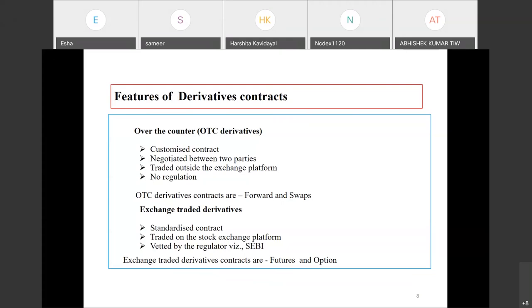who interposes between the buyer and seller. So it becomes buyer for the seller and seller for the buyer. So default is minimized on exchange traded derivatives. I will come to this in detail in my next slide. Exchange traded derivatives are more regulated and more secured than OTC derivative contracts, because here they guarantee the performance of the contract. There is no guarantee for the performance of the contract in OTC. Such exchange traded derivatives are futures and options.